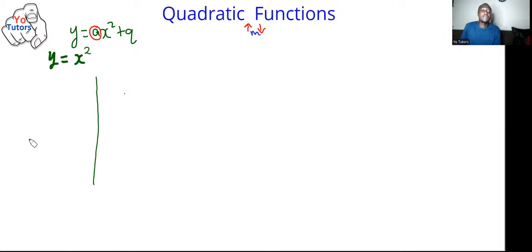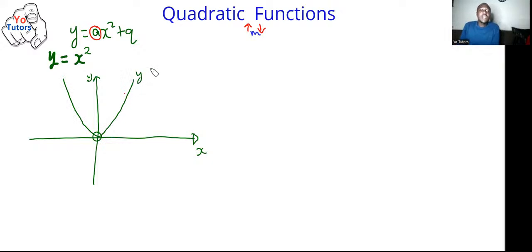Okay, so we have got something like that. That's our x-axis, that's our origin, that's our y-axis. So the graph actually is like this. Now this one here is the graph of y equals x squared. Now how does your a affect the graph? So this a has what you call the vertical stretch.